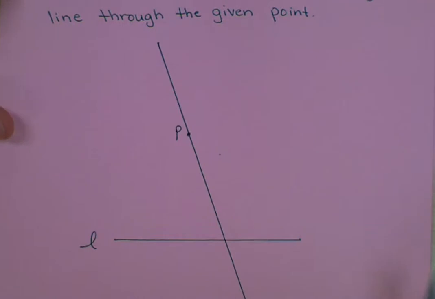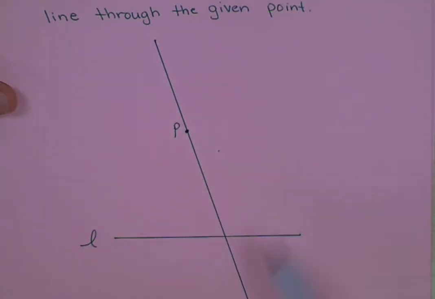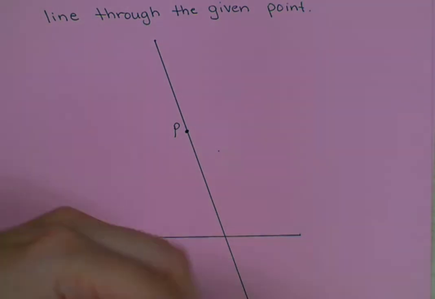Now we do know that parallel lines that are cut by a transversal, we've created L, have corresponding congruent angles. And you already know how to create congruent angles. So we're going to look at this angle here, and we are going to use that to create our corresponding congruent angles. So you're simply going to follow the steps to create congruent angles.